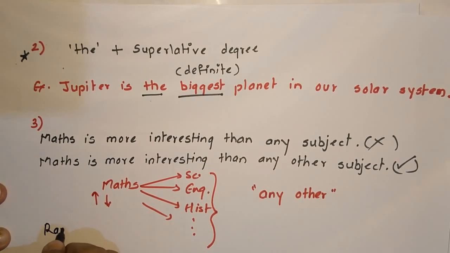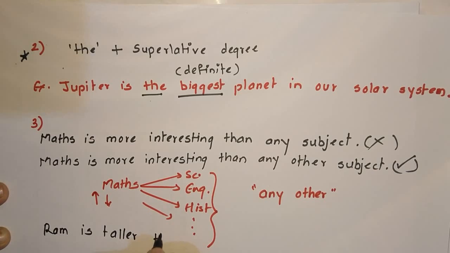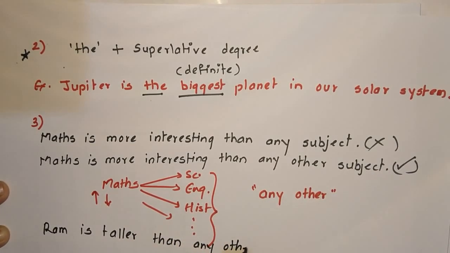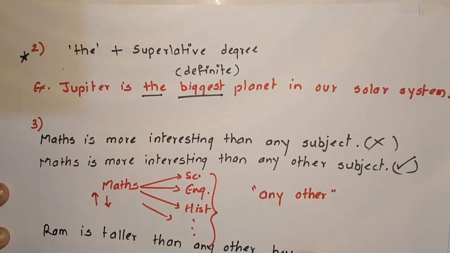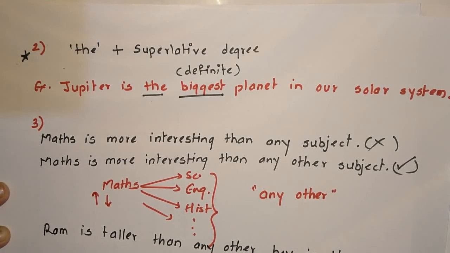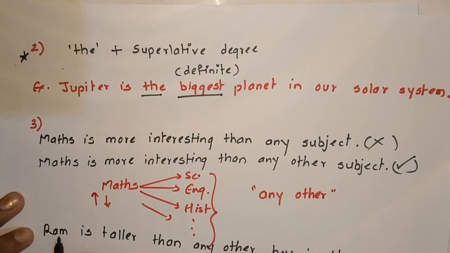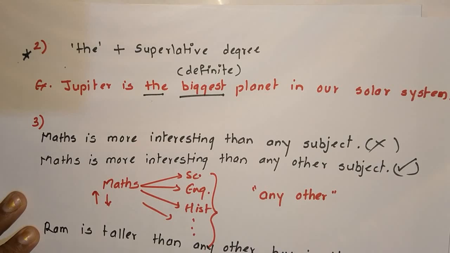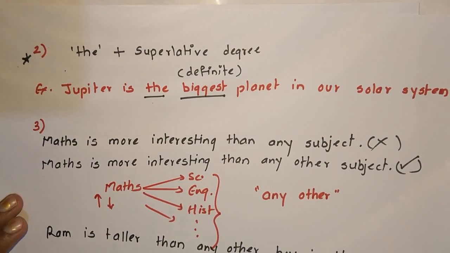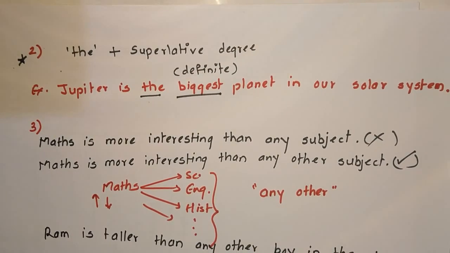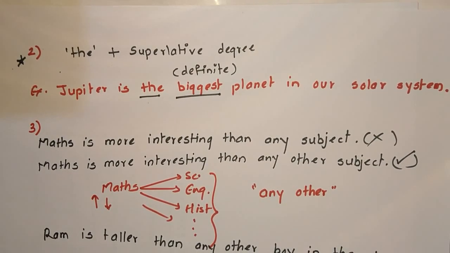Let's see one more example. Ram is taller than any other boy in the class. Here we are comparing the height of Ram with other boys in his class, but one at a time. I think you got the concept and these 3 rules.